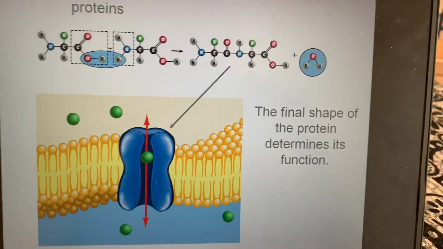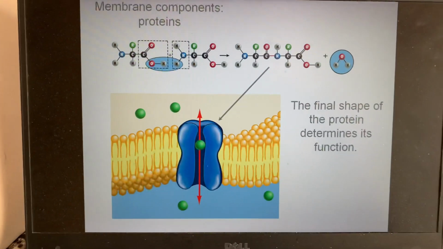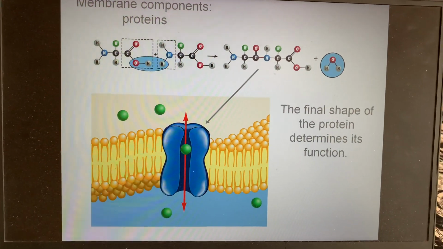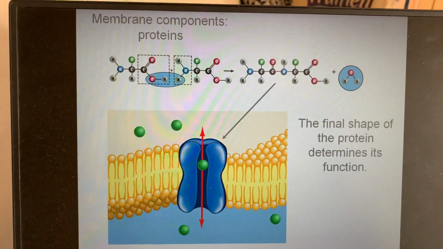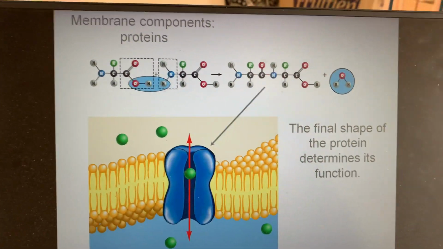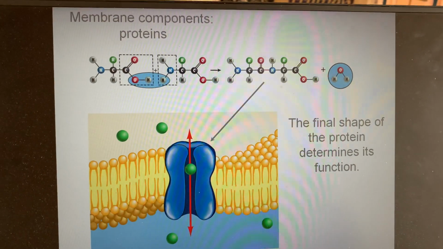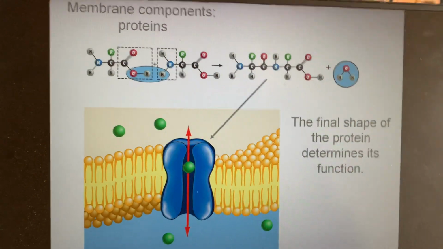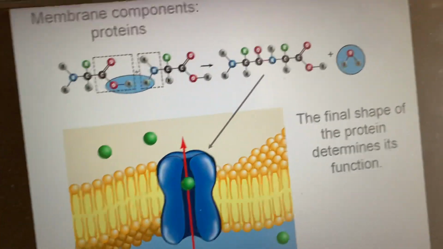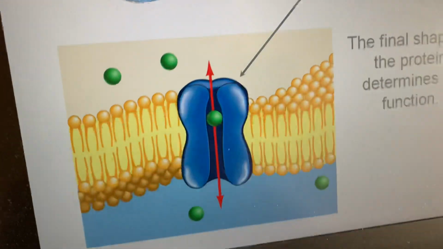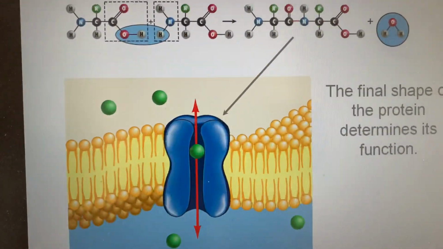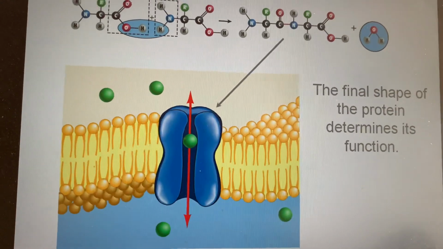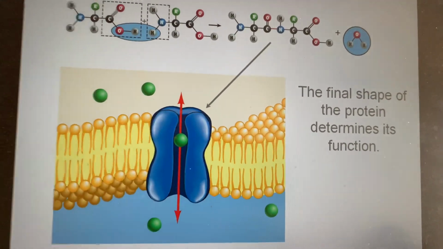The next is membrane components, or proteins. There are other types of components in the cell membrane, which are different types of proteins. These are constituted of amino acids, and amino acids are linked together to form peptides. The final shape of the protein determines its function. If it has a pore inside, it is a transport protein.